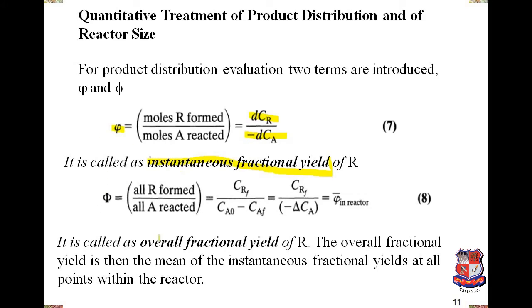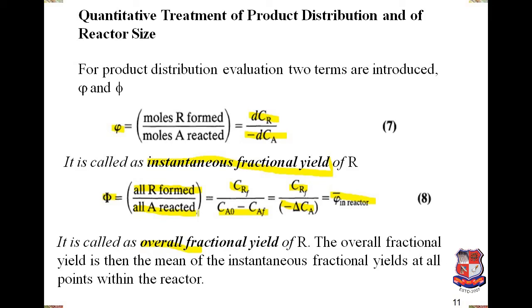And similarly we can have an overall yield. This phi indicates the total R formed divided by the total A consumed. So CRf divided by Ca0 minus Caf. This is the delta Ca, the total A consumed, whereas this is the total R formation, if we consider the initial R present is 0. So this is ultimately the average yield which we are getting in a reactor. According to the PFR and CSTR, we can have a summation of it. So this is the overall fractional yield which we are getting inside the reaction.